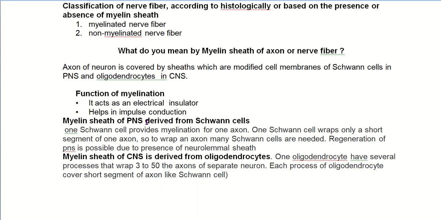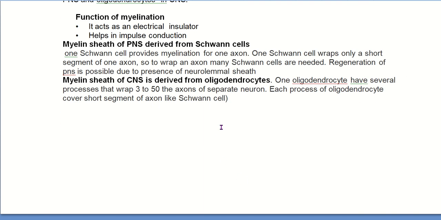Myelin sheath of the peripheral nerves derives from the Schwann cell, and one Schwann cell provides myelination of one axon, and one Schwann cell wraps only a short segment of axon. So, to wrap a nerve axon, many Schwann cells are needed. Regeneration of the peripheral nervous system is possible due to the presence of neurolemmal sheath. In the later part of our lecture, we discuss what is neurolemmal sheath.